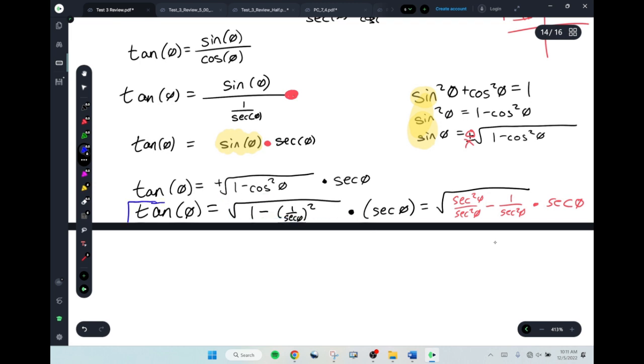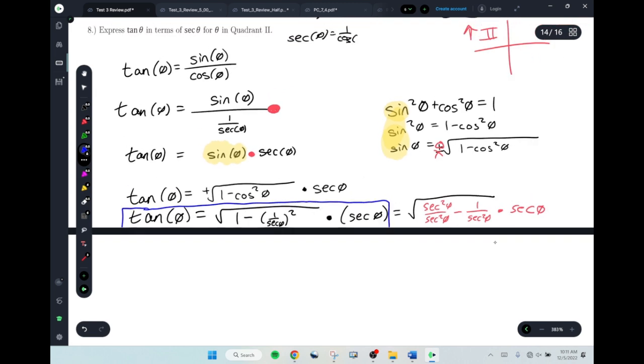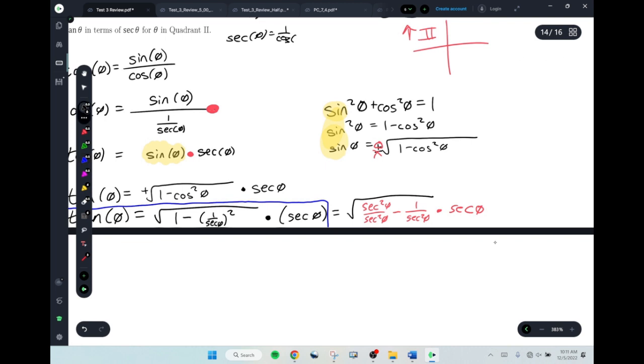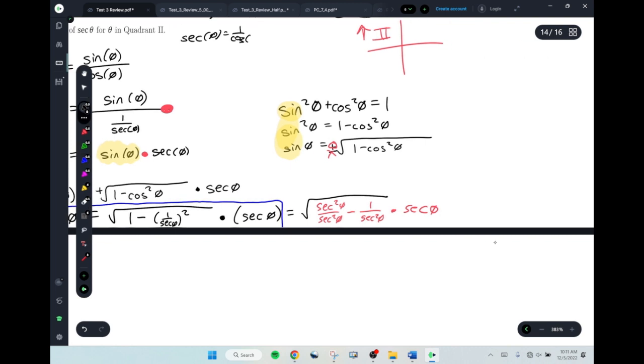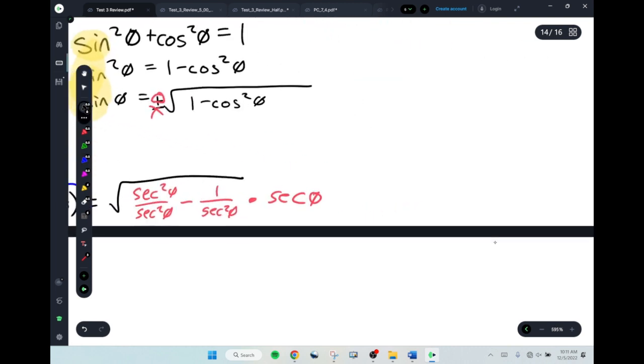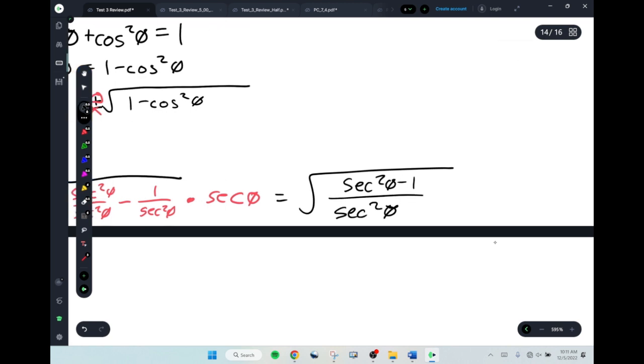This is fine. Right? Because we got rid of everything that wasn't a secant. But what we're about to see is something really dope, really cool. I'll zoom out. Square root of secant squared theta minus 1 over secant squared theta times secant.